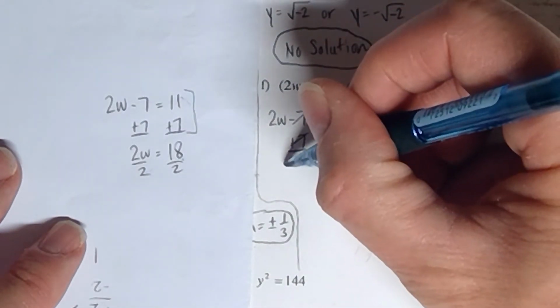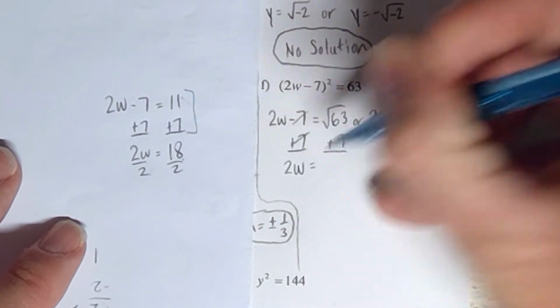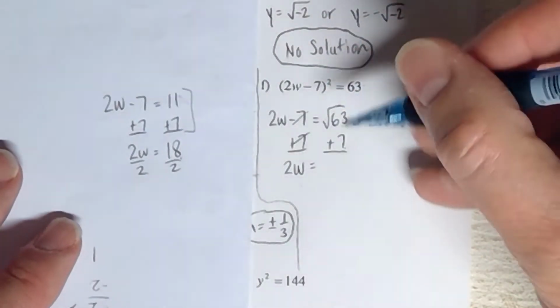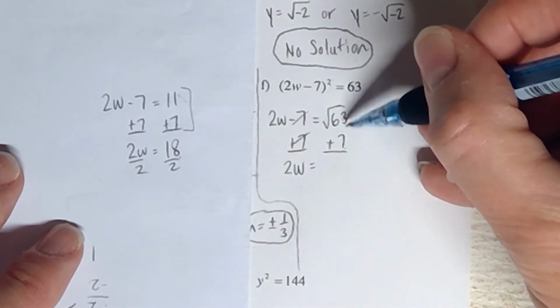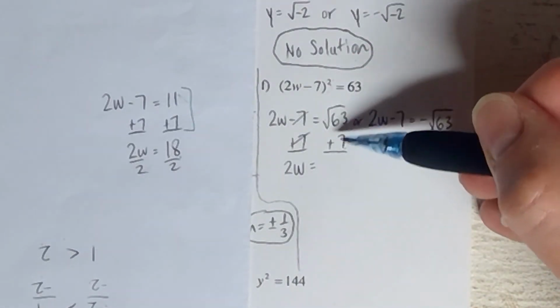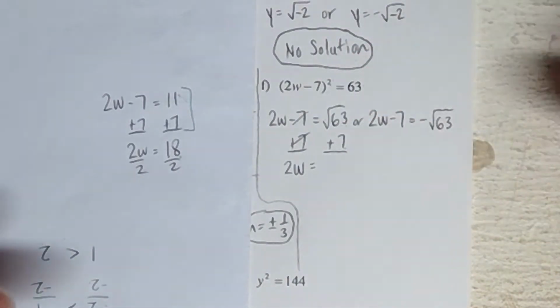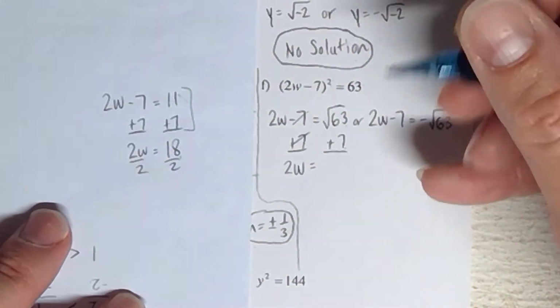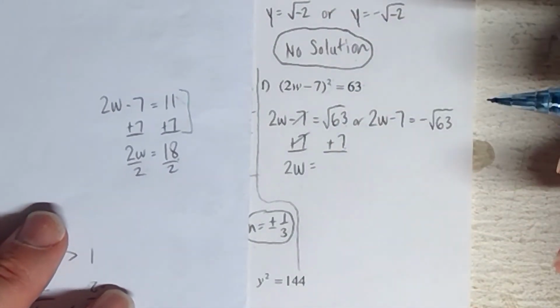All right, so this is what it's going to look like. 2w, the 7's canceled over here. And then normally we would write down square root of 63 plus 7. But usually when you have a regular term and a radical term being added or subtracted, we usually put the regular term in front. And how do we write that?